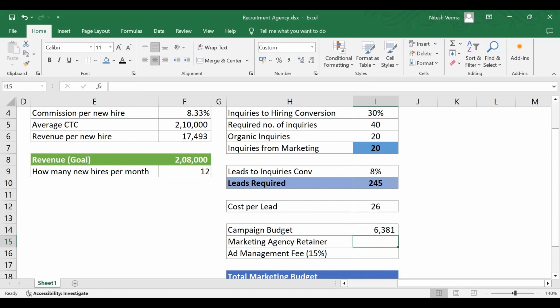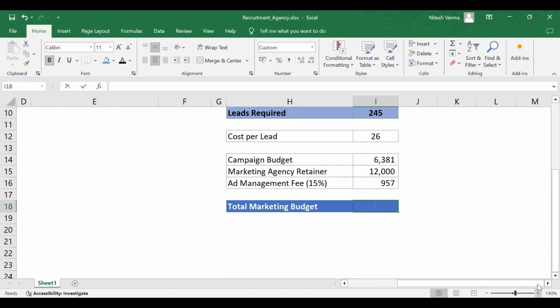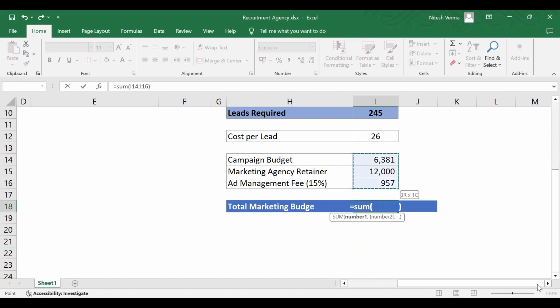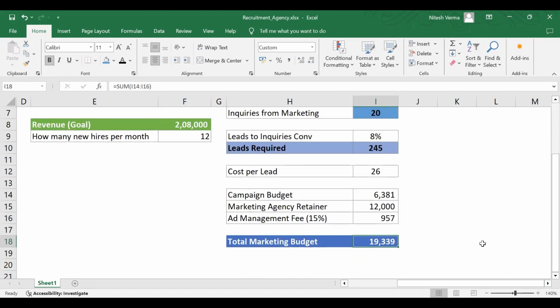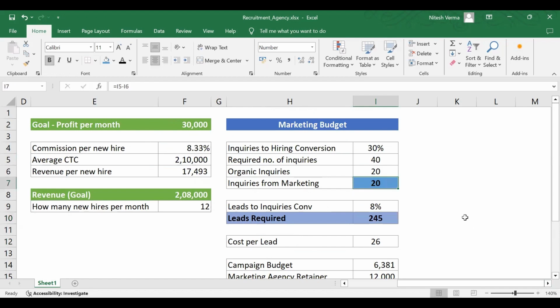So let's say the agency would charge them a monthly retainer of 12,000 Indian rupees, and they would also charge a certain percentage of the campaign spend, which is usually 15% by industry standards. So this would be the campaign budget into 15%, so 957 rupees. So the total marketing budget will be a sum total of these three: the campaign budget, the retainer, and the management fee for the ads. So they need to spend 19,339, so approximately 20,000 for the marketing campaign in order to generate 245 leads and generate 20 inquiries.